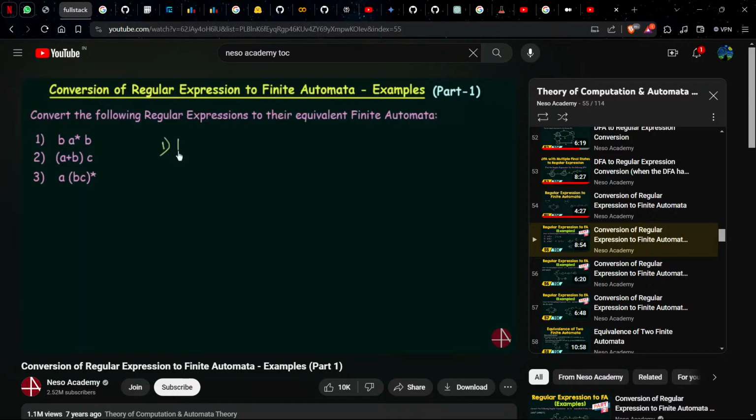The first one, it says b a star b. So this means that the strings that will be accepted in this regular expression are strings like bb. This means that it should have b followed by zero or more number of a's, which is a closure, and then followed by b again. So here, there is no a in between, just bb. It will also be bab, that is one number of a, then baab, and so on. So we need to design the finite automata for this.